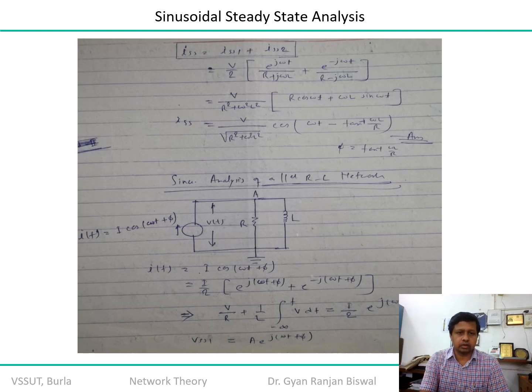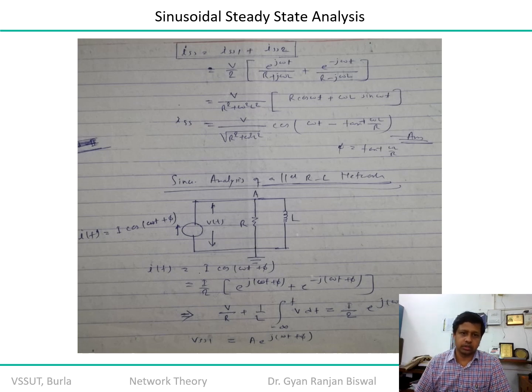Okay, it is now I cos omega t plus phi. So earlier we considered cos omega t plus phi. Now you try to find out the steady state response of the network. You have 5 minutes of time. So in this case, now we consider the sinusoidal steady state analysis for the parallel RL circuit.